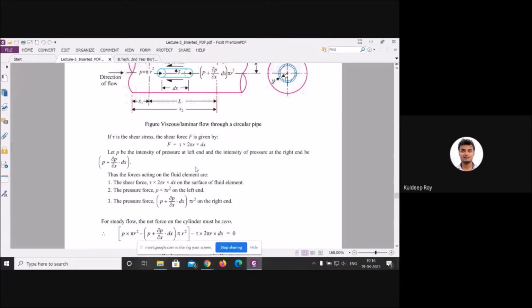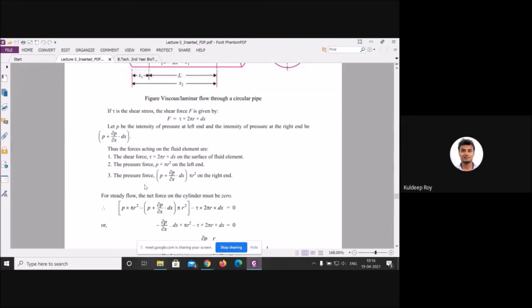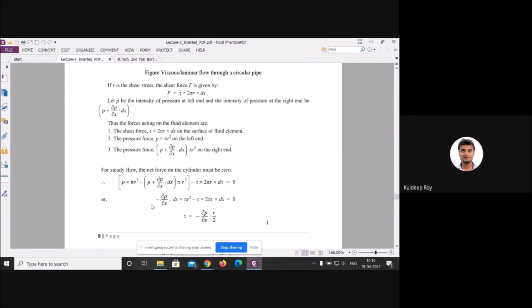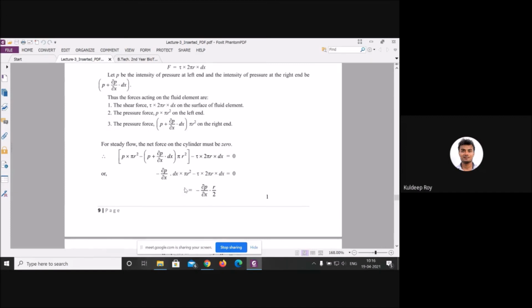Now you just have to apply the material balance. The pressure force at the input and the pressure force at the right-hand side, meaning the output. Input minus output minus the resistive force, same as I showed earlier for the Darcy-Weisbach equation, equals 0. Then you rearrange this and you will get this formula. This is nothing but the rearrangement. You can do it on your own.